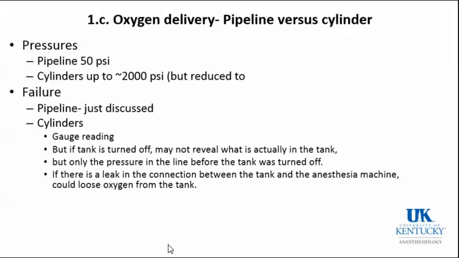And what happens when you have failure? I've just discussed what happens when you have pipeline failure. What happens when you have cylinder failure? Well, if the pipeline fails and the cylinders fail, of course you'll get the low oxygen alarm on the machine. Secondly, the gauge on the oxygen cylinders may give you a clue as to what the oxygen is. And some machines actually monitor that pressure and warn you when it falls.